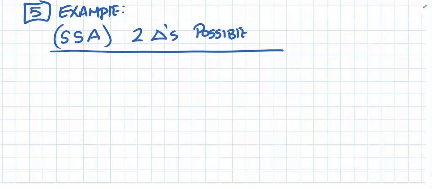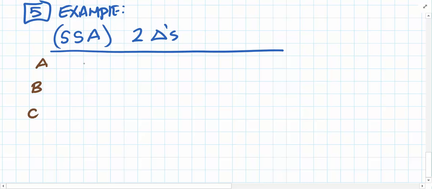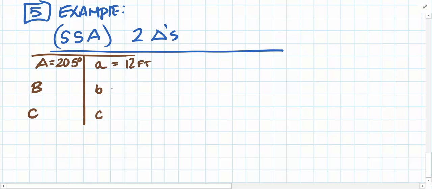So here we go. I'm going to give you this information here. I'm going to give you an A, a B, and a C, in a little table here, and then a little a, a little b, and a little c. I'm going to tell you that angle A is 20.5 degrees. Little a is 12 feet, and little b is 31 feet. That means that angle B is something and angle C is something, and we're not sure what it is. We need to solve that. So we need this information in order to solve the triangle. We need these three parts.